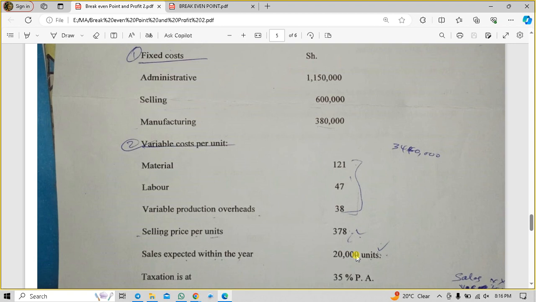Sales unakuja, so the sales expected within the year is 20,000. So 20,000 times 378 very fast. So tunatafuta sales in form of shillings. So usishangae what you are doing. So you're going to look for sales in form of shillings. But tumepewa sales in form of units, alafu tumepewa selling price.